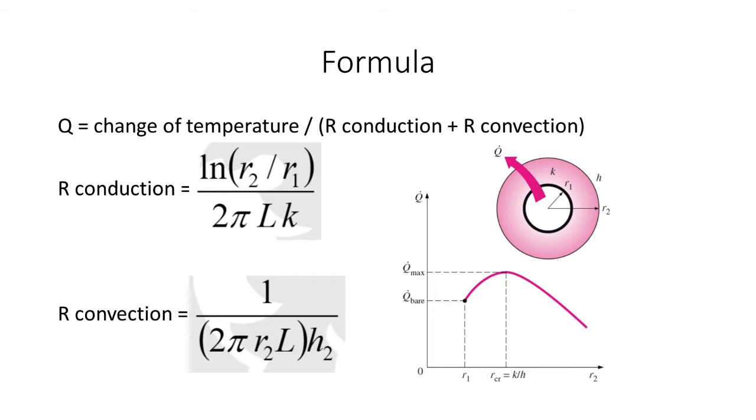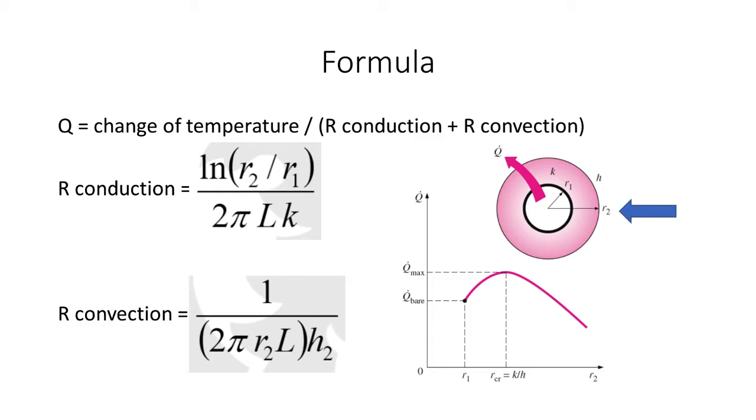So, and also to break it down, R conduction is the formula on the top. R convection is the formula below. So I won't really go into K and H because that does not really concern critical area of insulation, at least for now. What I actually want to bring your attention to is R2.